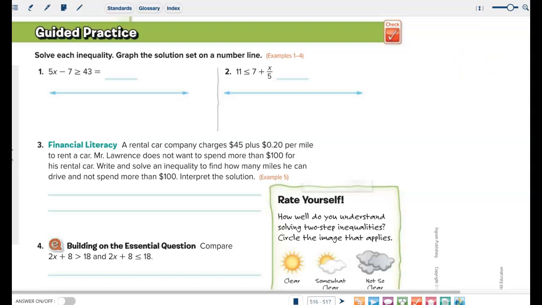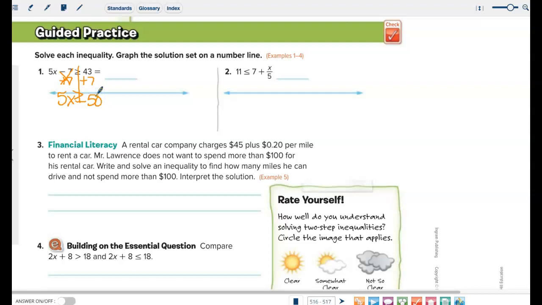All right, so on number 1, we're going to treat our inequalities just like we have been, and like we did with our two-step equations. We're always going to draw our line, and we're going to work on the side that has the variable, so 5x minus 7. In order to get rid of that minus 7, I'm going to add a zero pair of a positive 7. What you do to one side, you always do to the other. That makes a zero pair. I'm left with 5x is greater than or equal to 43 plus 7, which is 50.